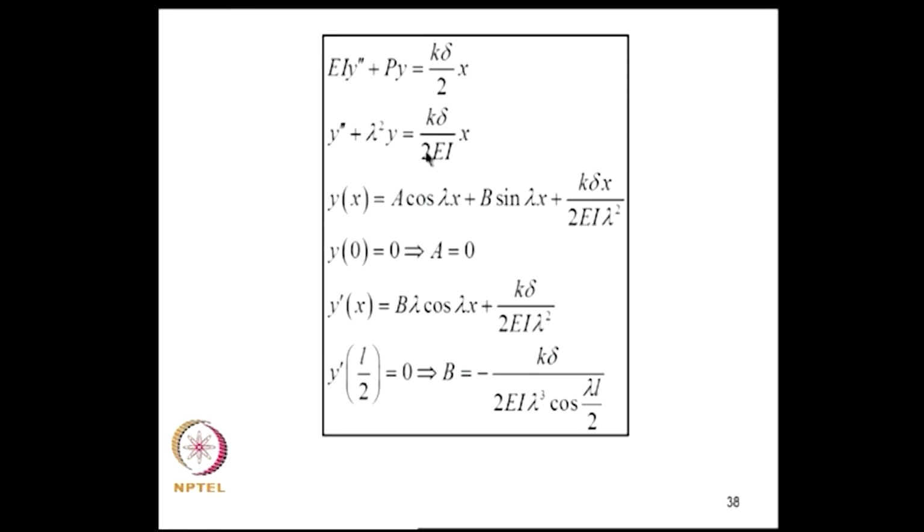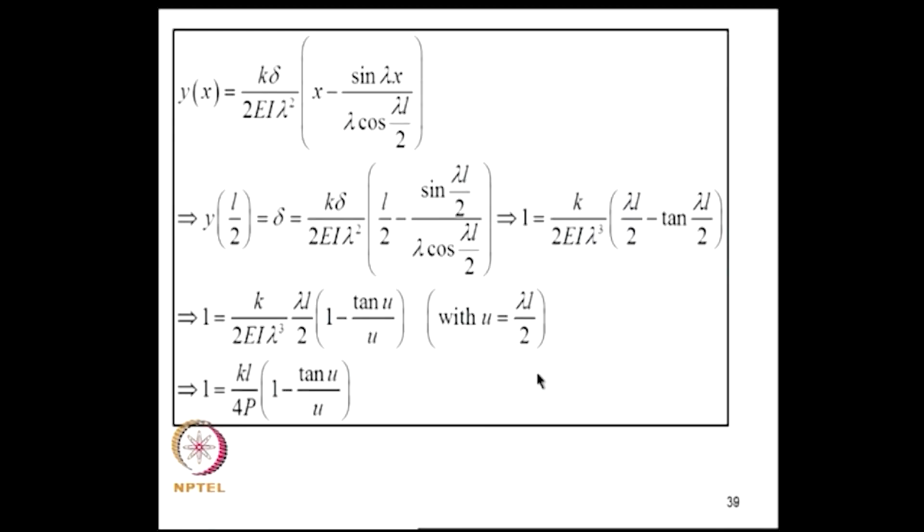So, the governing equation will be EI y double prime plus P y equal to K delta by 2 into x, and again dividing by P and using the notation lambda square, we get this equation. This has a complementary function and a particular integral. At x equal to 0, y is 0, therefore A is 0. Now, y prime of x you can obtain by differentiating this, and at the midspan since the structure is symmetric and the spring is also placed symmetrically, this must be equal to 0, and this helps us to find the value of B. Therefore, this is y of x.